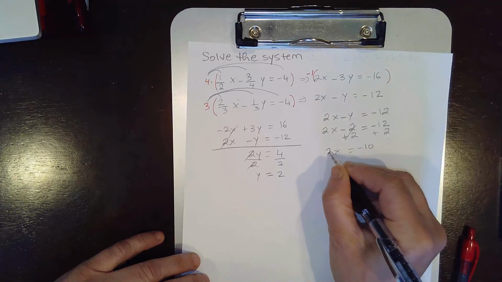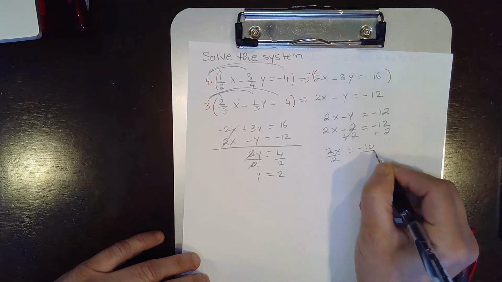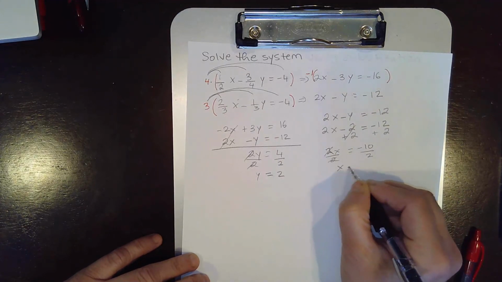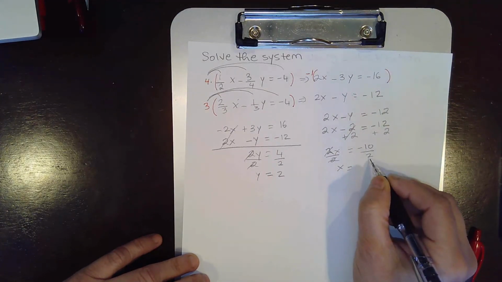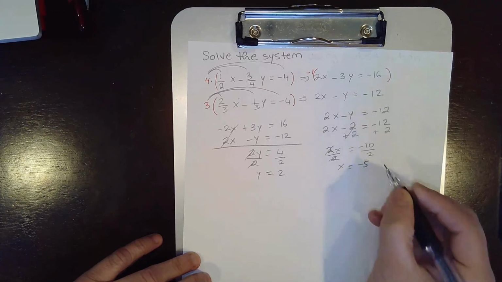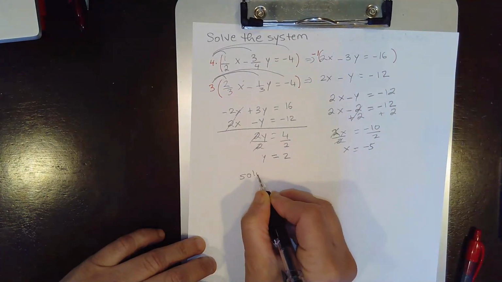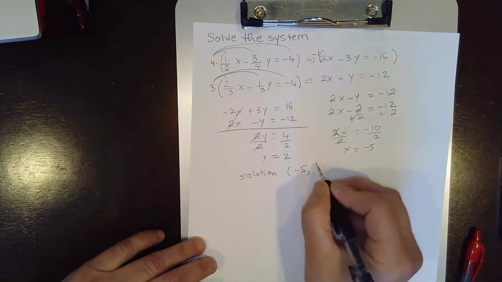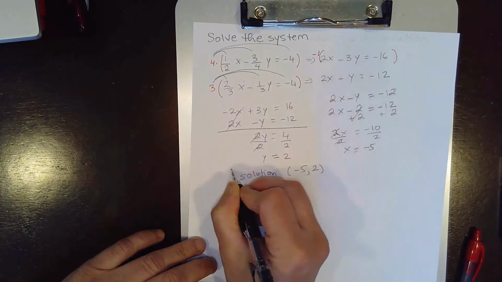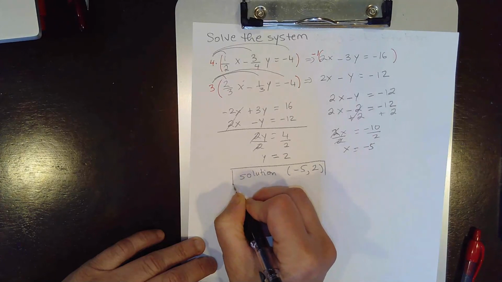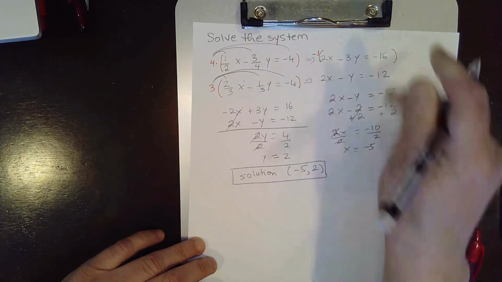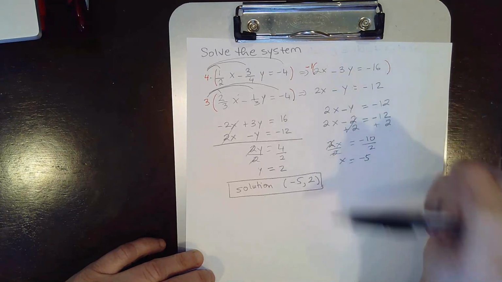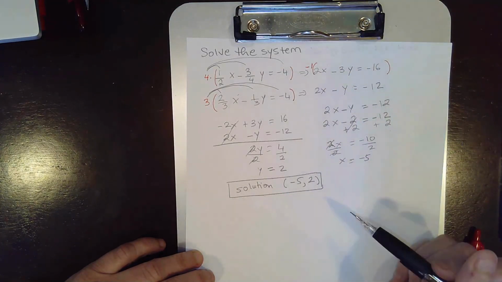You divide by 2 on both sides. You are dividing by the coefficient of x, and you're left with x equal to negative 10 divided by 2, which is negative 5. The solution to the system is the point x, which is negative 5, y, which is 2. That is the point of intersection of the system of linear equations. If we draw these two lines, this would be the point of intersection.